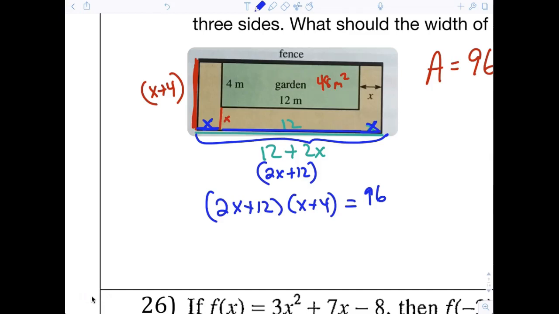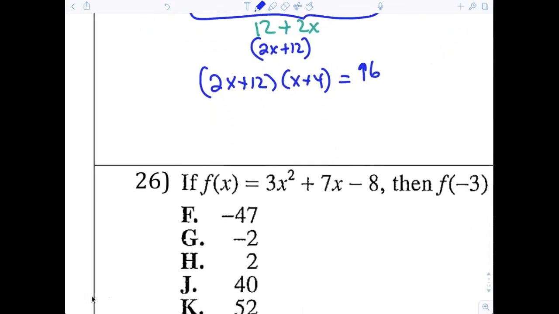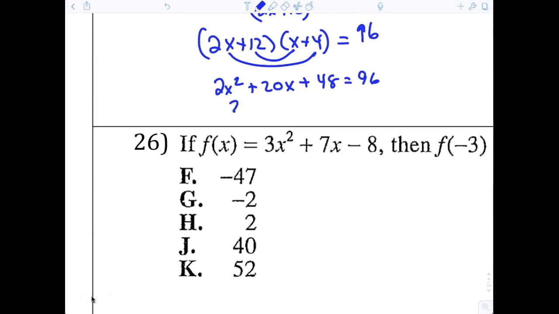All right, what's 2x times x? 2x squared. Smiley face. How much is this? 12. And how much is that? Makes what? 20x. 2x squared plus 20x plus what? 48 equals 96. Now what do I need to do? Subtract it and make it 0. Thank you. So now I have 2x squared plus 20x minus 48 equals 0. Now I have to do what? Divide by 2.